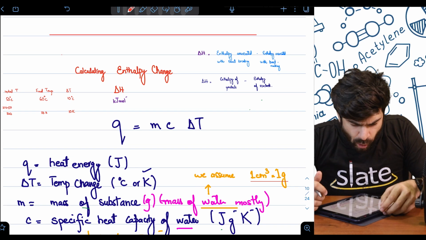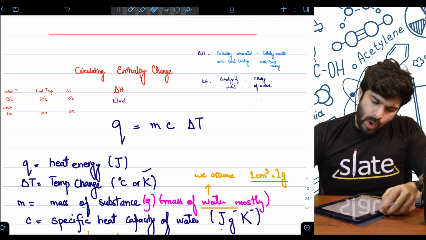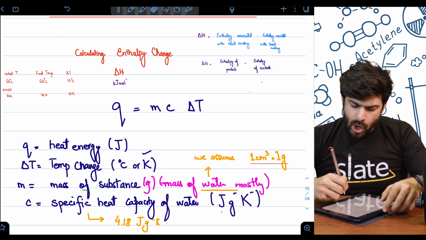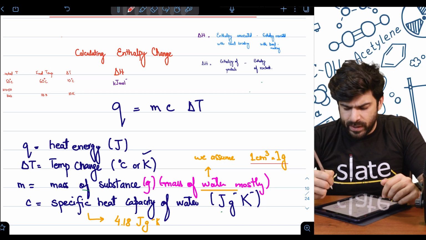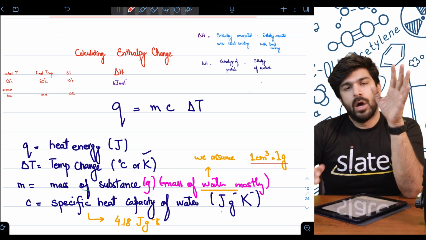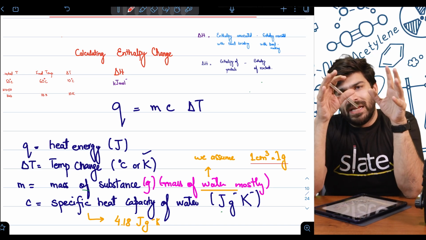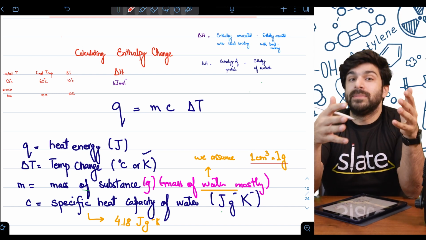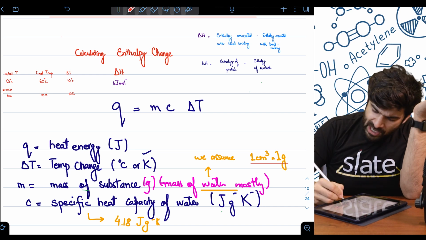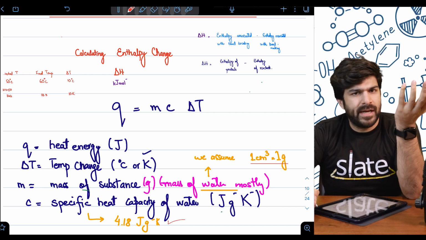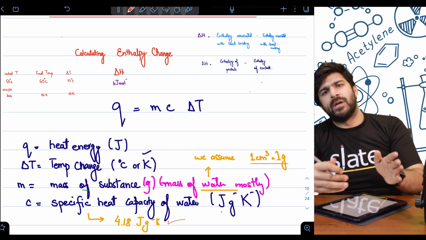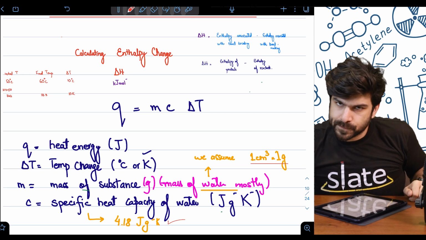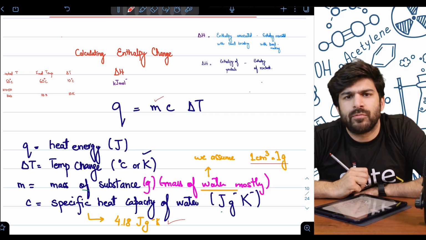Then specific heat capacity of water. We are taking the mass of water, and the specific heat capacity of water, which is a constant, 4.18 joules per gram per Kelvin. Now, the examiner can give you the value as 4.2, or sometimes even 4.3. This is the value given at the end of your exam, so you can use the value given by the examiner or on the formula sheet.